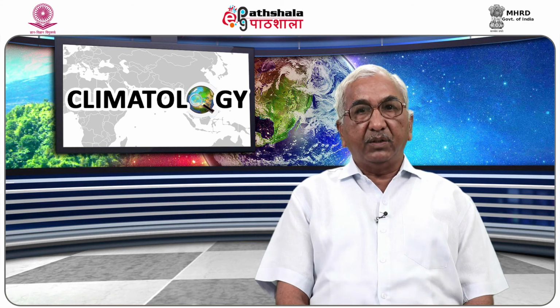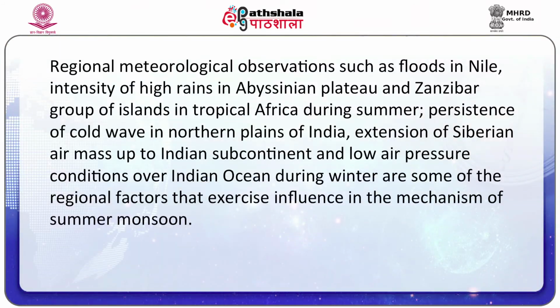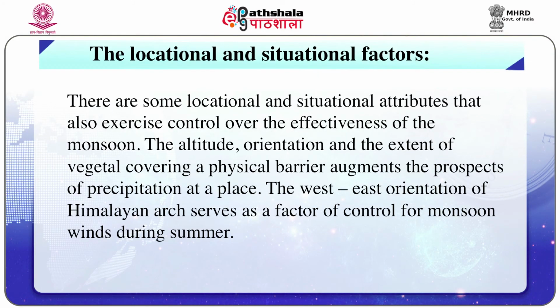Regional meteorological observations such as floods in the Nile, intensity of heavy rains in the Abyssinian plateau and Zanzibar group of islands in tropical Africa during summer, persistence of cold wave in the northern plains of India, extension of Siberian air mass up to the Indian subcontinent, and low air pressure conditions over the Indian Ocean during winter are some of the regional factors that exercise influence in the mechanism of summer monsoon. The locational and situational factors.